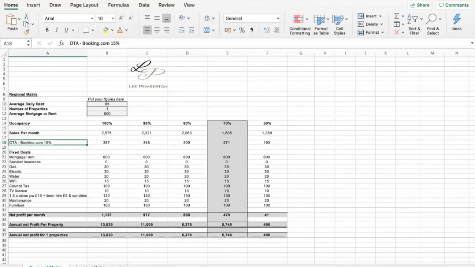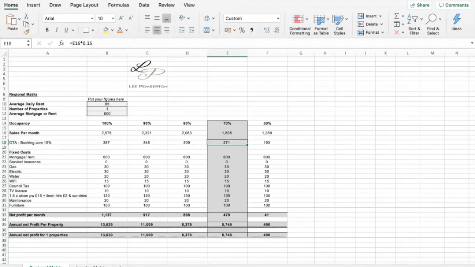Quite simply, you could click on any one of the cells and change the percentage easily in the formula bar. I've set this at 15% to assume that every booking is coming through Booking.com, but I'd hope that you're going to be trying to bring in direct bookings. If you look on my YouTube page, you will see a whole masterclass focused on direct bookings. I really do encourage you to watch that, so you get some ideas on how you can move away from using the OTAs and Booking.com in particular.